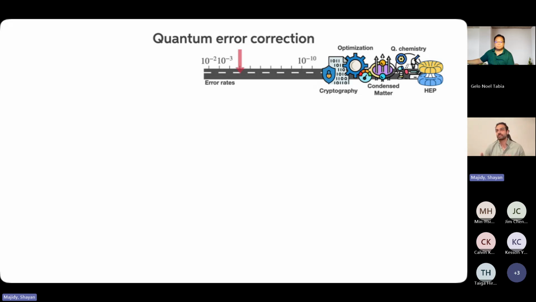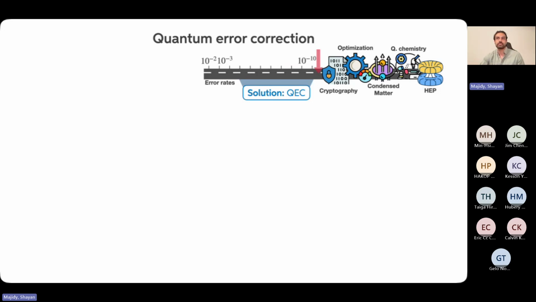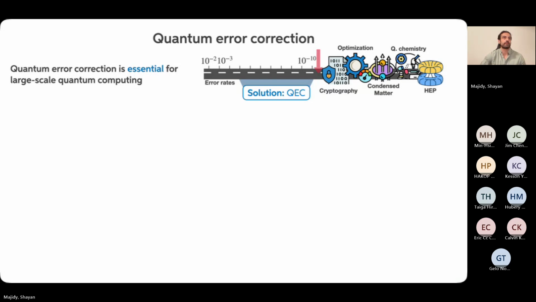And that's why in the early days of quantum computing, like in the mid to late 1990s, people thought quantum computing would just fundamentally be impossible. That was until the development of quantum error correction. Quantum error correction is the only known realistic method to sufficiently suppress errors for large-scale quantum computing. That's one take-home message I want you to have from my introduction.